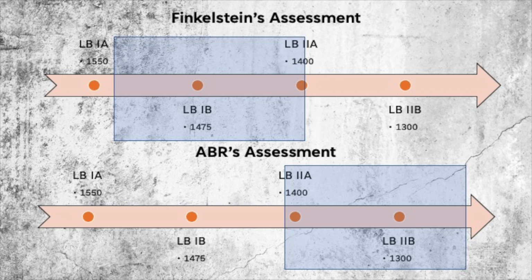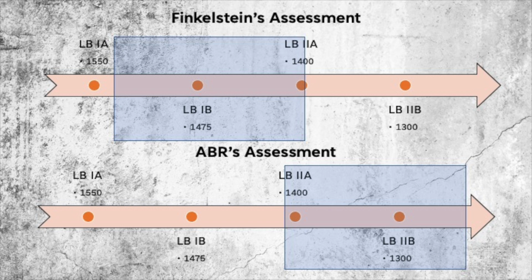And you can see here Finkelstein starting around 1500 or so, going until the LB2A, where he said it stopped, and then the site was abandoned until the Iron Age. We are actually shifting it basically a generation.